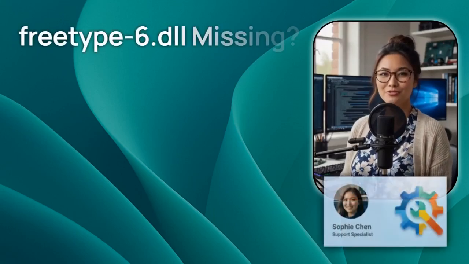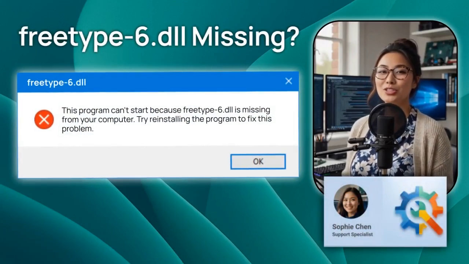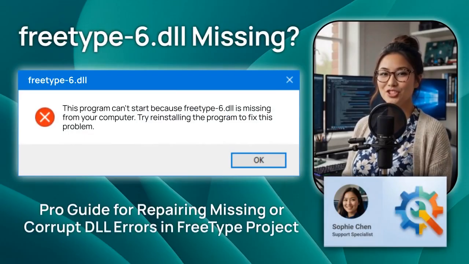Are you being annoyed by the FreeType-6 library DLL error causing system instability? I'm Sophie Chen, a senior Windows support engineer, and I'll walk you through the diagnostic steps to fix your execution path.